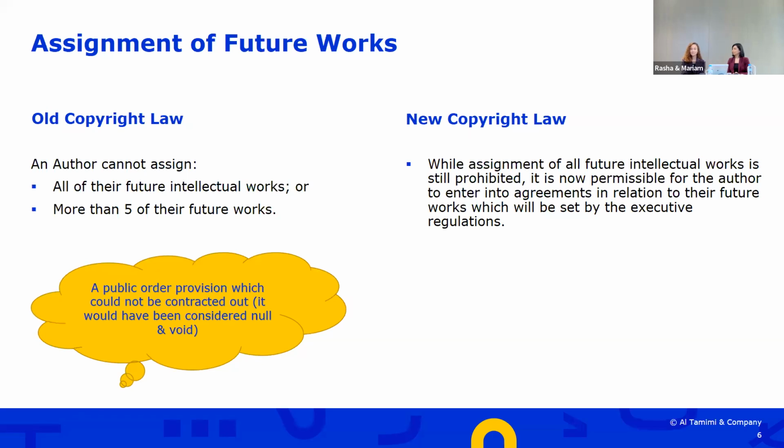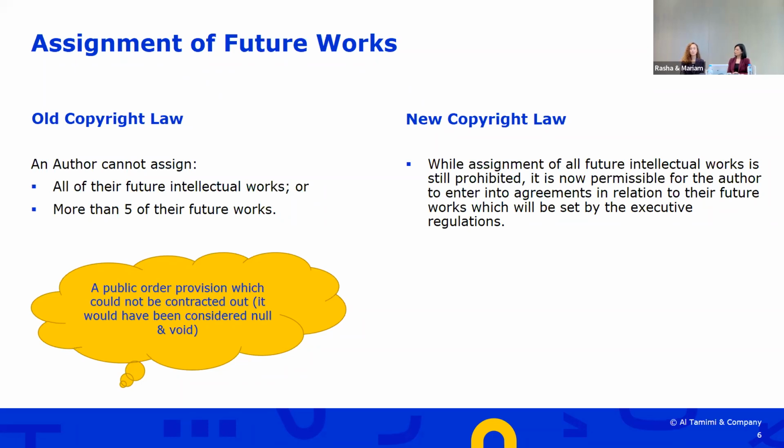Now, we're saying this because this is exactly the provision of the new law. It's still going to be set by the executive regulations, which we're eagerly awaiting, because we need to understand what it means to permit the author to enter into agreements in relation to their future works. I hope it's not number 6 or 7 and we don't enter into another arbitrary number. So we don't know yet. But as Rasha said, this was a really problematic clause because it was a public order provision. You can't contract yourself out of it when it was 5 works.